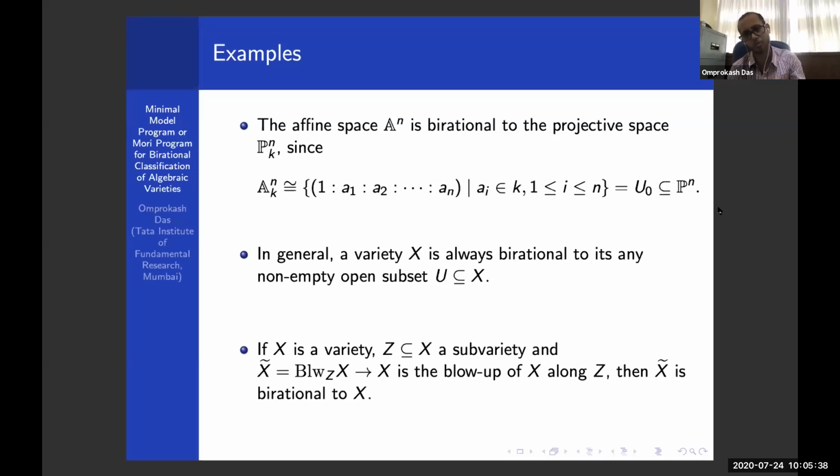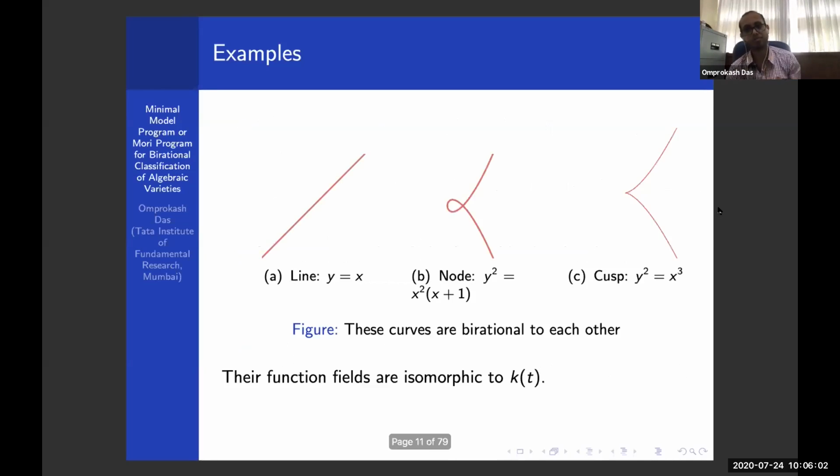If you already know what a blow up is, it will be interesting to see that this is actually a birational relation. Otherwise, it's not important really for the rest of the talk. So if Z is a subvariety, you take a blow up of X along Z, let's call it X tilde. Then blow up always gives you a variety birational to the original variety X. So that's a natural surgery process which creates birational varieties.